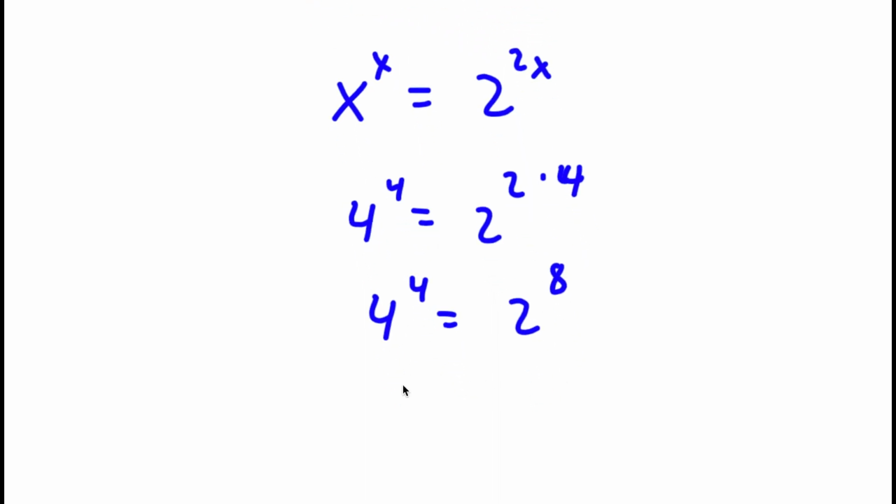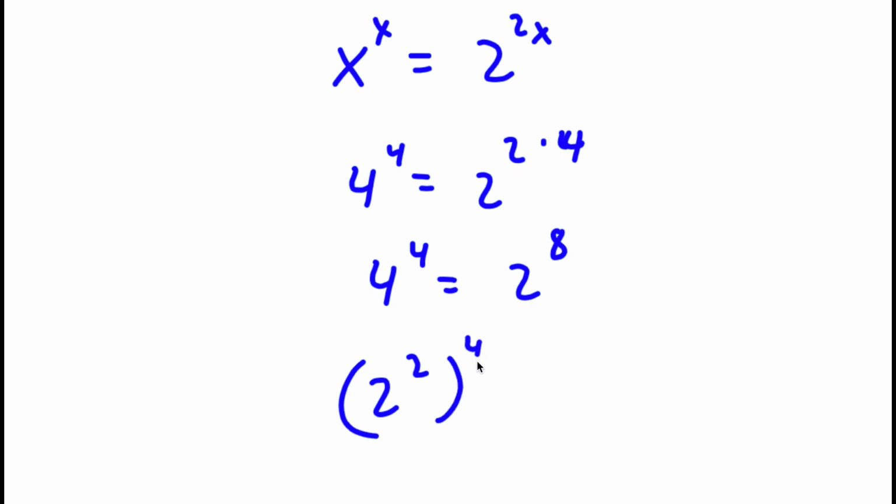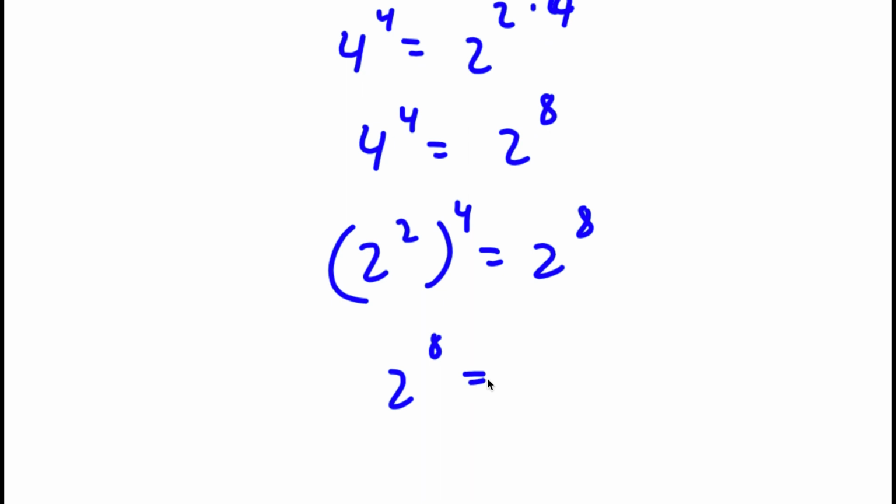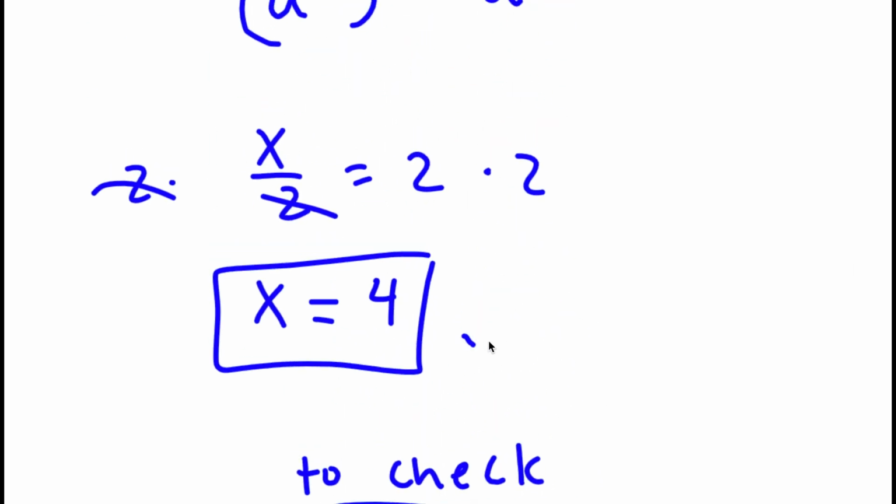Now 4, this is the same thing as 2 squared, so I have 2 squared to the power of 4 is equal to 2 to the power of 8. 2 times 4 is 8, so I have 2 to the power of 8 is equal to 2 to the power of 8. And because this is right, my solution is right.